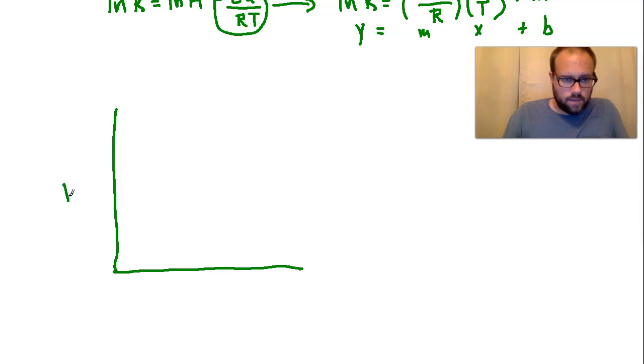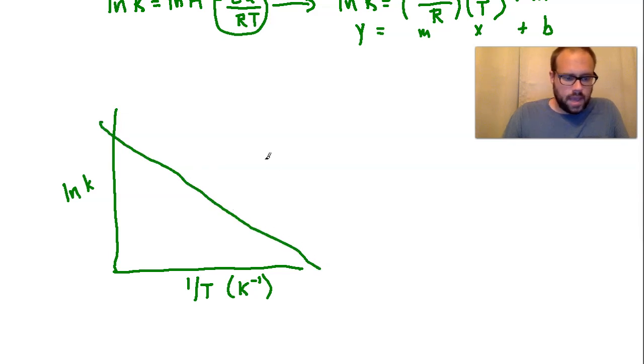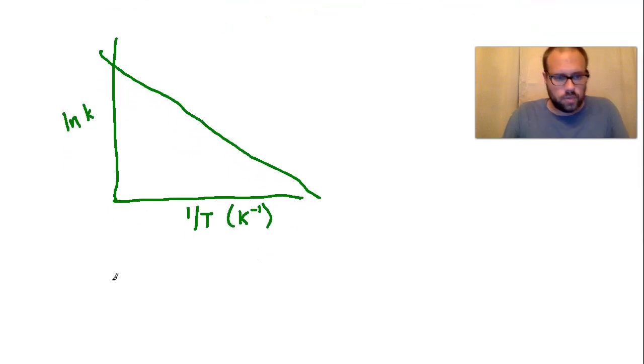So when we do that, let's go ahead and draw this out. We're going to have ln of k, and we're going to have 1 over T, so it's the inverse temperature, which, as far as units go, is Kelvin to the minus 1 here. So you're going to find some sort of a negative slope coming down through here. And again, we can say that the slope is going to be the negative activation energy over R.